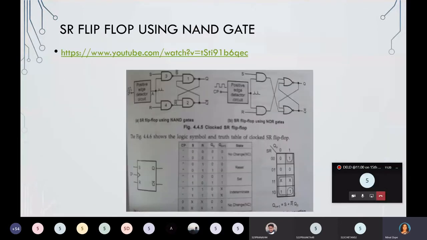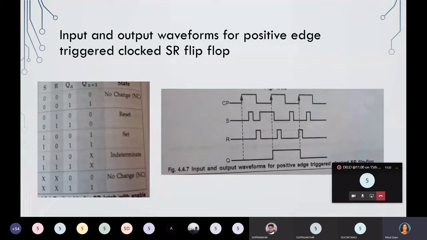So see, this is the SR flip-flop. If you remember, this is the circuit diagram for SR flip-flop using NAND gates. Okay, so how the input and output waveforms are triggered with the help of your clock pulses. As we have already discussed, generally we use the positive edge triggered clock pulse.